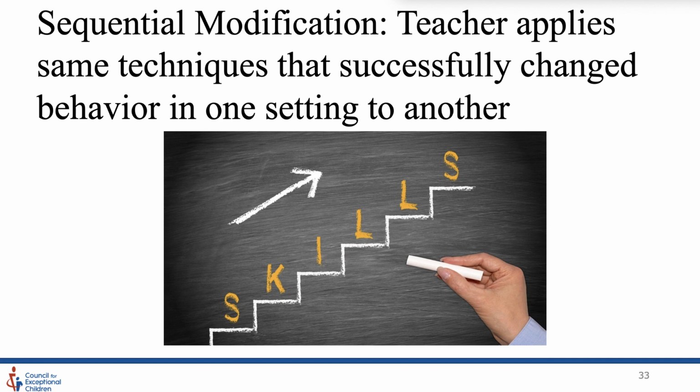One of the things I recommend is you want to teach students a sequential modification. That sounds like a fancy term, but it's deceptively simple. What it's all about is, hey, how did you teach the student to do this skill, strategy, or piece of information here in setting 1? Let's use those same techniques in setting 2. That's really what we're talking about here. This is why collaboration across teachers and across settings is so important, because I'm not going to know this if I don't ever speak to the other teachers that are involved.